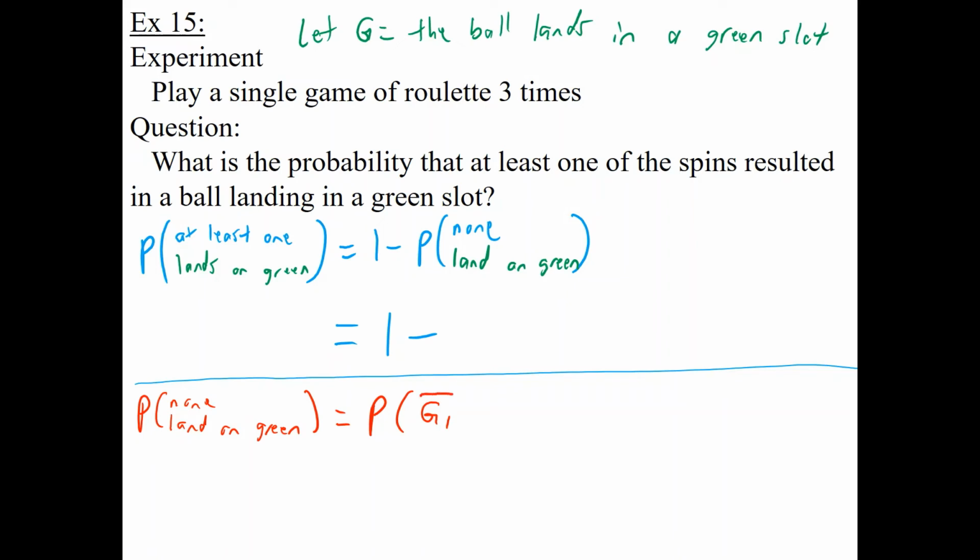But again, one more time, what does it mean if none land on green? It means the first one didn't land on green. And so you have to put the word and in there. And the second one didn't land on green, so we're going to write it like this.